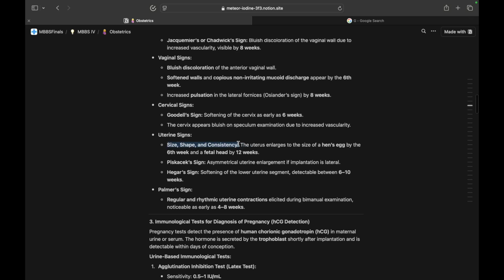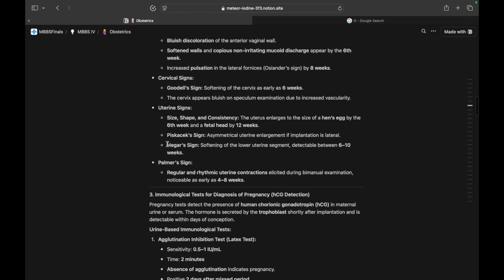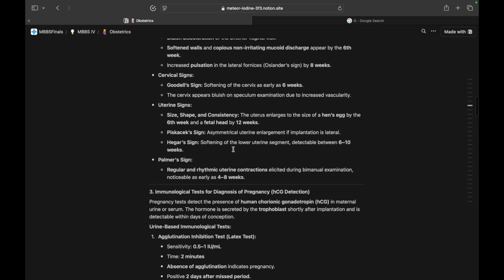Uterine signs. Shape, size, consistency. The uterus enlarges to the size of a hen's egg by 6th week and fetal head by 12th week. Hen's egg by 6th, fetal head by 12th. And Piskacek's sign, asymmetrical uterine enlargement if implantation is lateral. Next is Hegar's sign, softening of lower uterine segment detectable between 6 to 10 weeks.